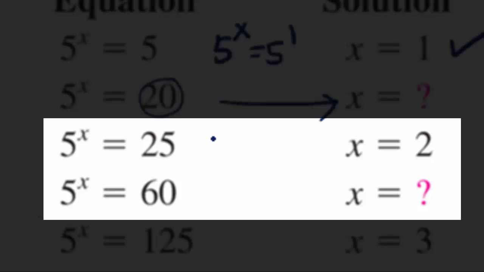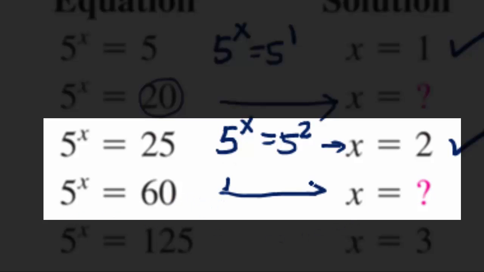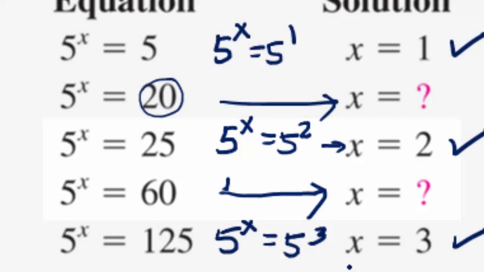5 to the x equals 25. Yeah, 5 to the x equals 5 squared, in other words. So, well, clearly x must be 2. So we got that one. But unfortunately, 60 is not a power of 5, so we can't solve that one. We're stuck. So the way that we approach this is we introduce a new notation called a log.